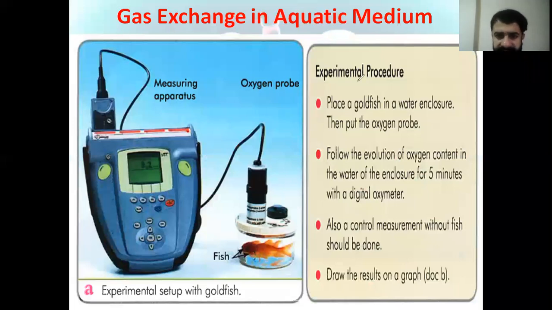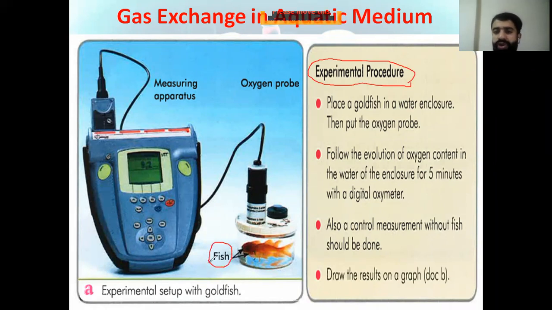Remember when we have this experimental procedure, these are the steps of the experiment. So what do they do? First, we put the goldfish in a water enclosure. This is the goldfish. They are placed inside the water enclosure. And then we put the oxygen probe to follow the evolution of oxygen content. We connected it to the oximeter.